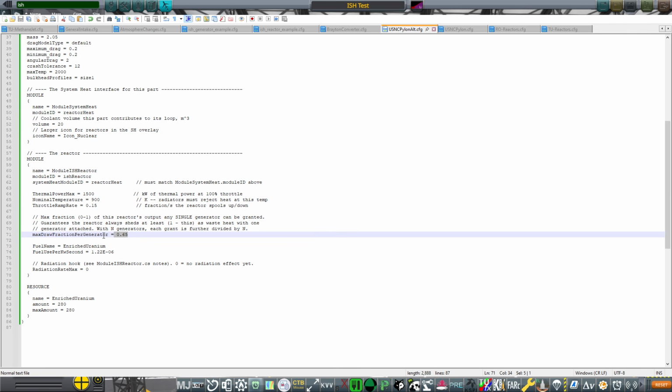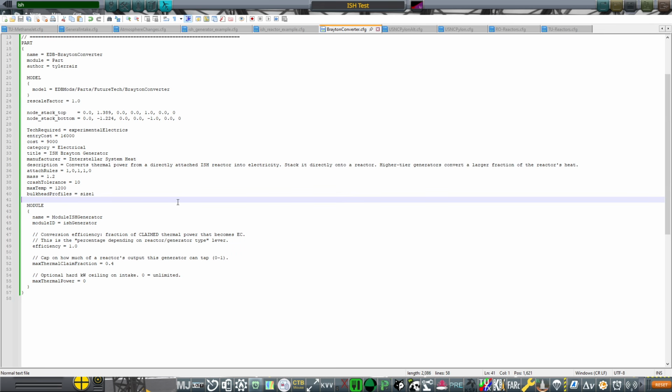So it'll never have less waste heat than 35%. It'll be willing to give 65% of its thermal power to the generators. So it'll always have at least 35% waste heat, is what that's saying. And so you can increase that to 1, that's fine. If you increase that to 1, the amount that's taken by the generators is still going to be limited by their claim fraction. So what this is saying is that the Brayton converter has an efficiency of 40%.